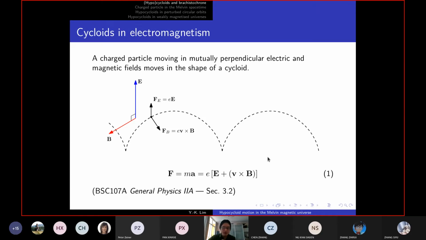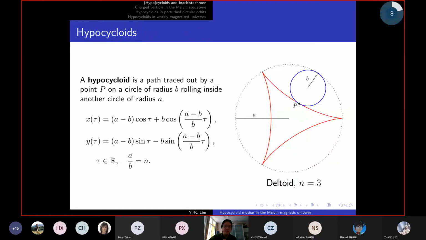In fact, the students who took 107 General Physics 2 with me, we actually did this in chapter 3. And in fact, it was also a quiz question, so you might have remembered this before. Okay, so this is where cycloids happen in electromagnetism.